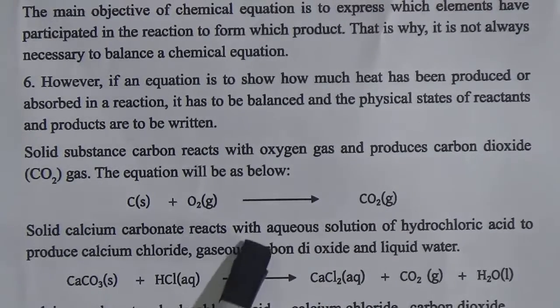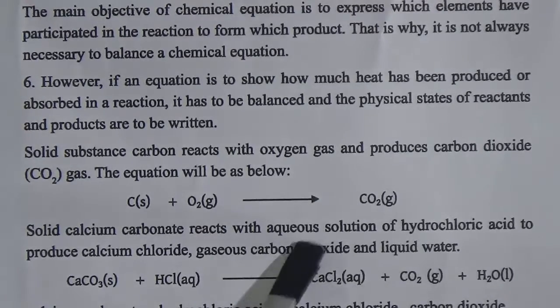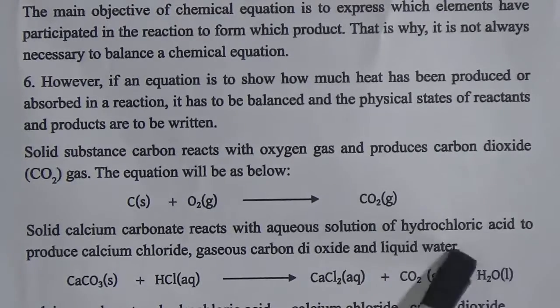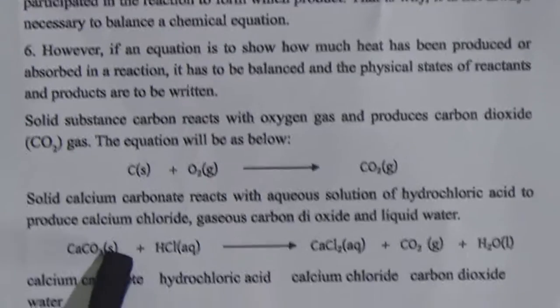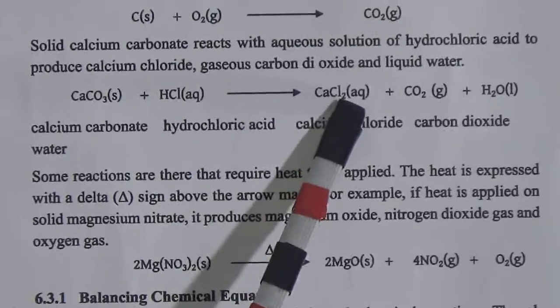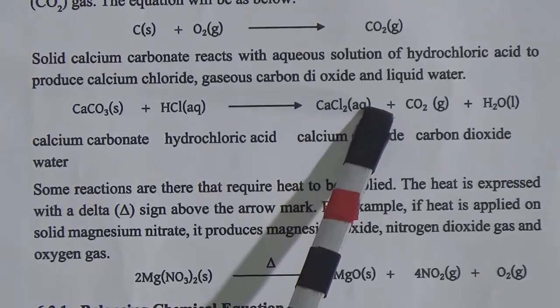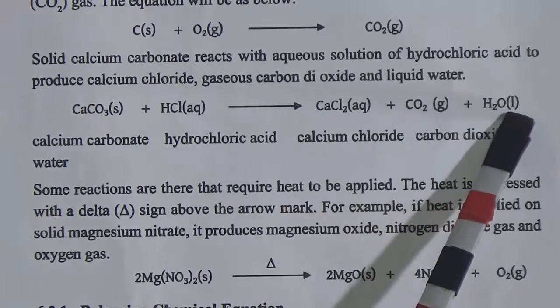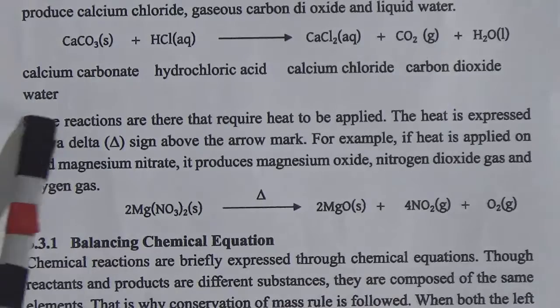And solid calcium carbonate reacts with an aqueous solution of hydrochloric acid. Dear student, what is an aqueous solution? An aqueous solution is a solution of water and that element or compound. It produces calcium chloride, gaseous carbon dioxide and liquid water. So calcium carbonate, that is solid, reacts with the aqueous solution of hydrochloric acid and produces an aqueous solution of calcium chloride, carbon dioxide, that is gas, and water, that is liquid.